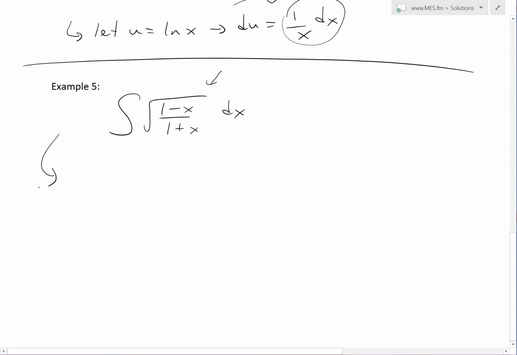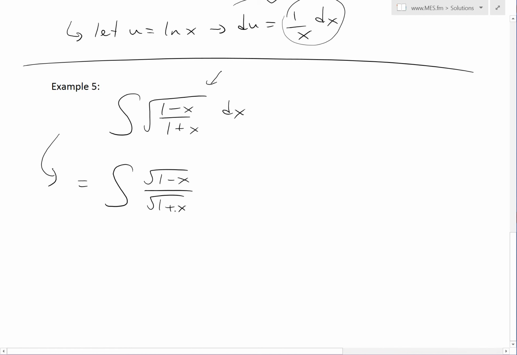So a good way to manipulate this, whenever you have something like this, where you have very similar numerators and denominators, you can multiply the top and bottom by one of them, just so you could simplify and also cancel the square root. So let's write this down separately: square root of 1 minus x over square root of 1 plus x.